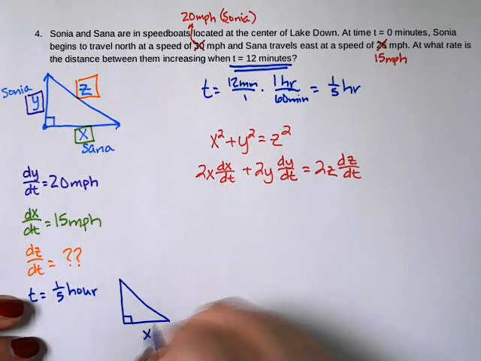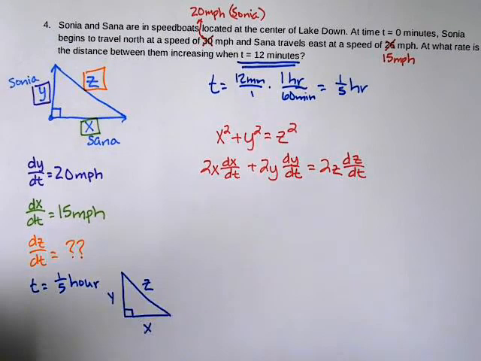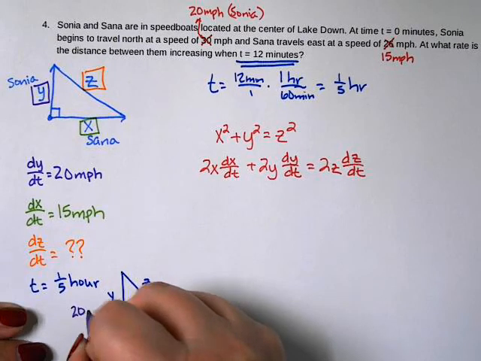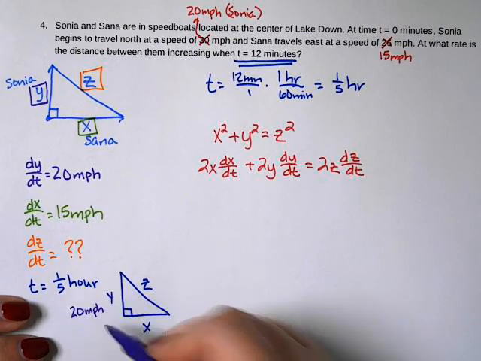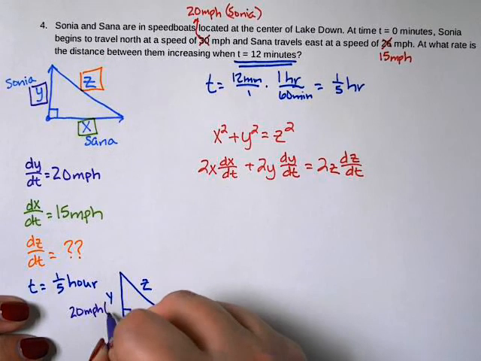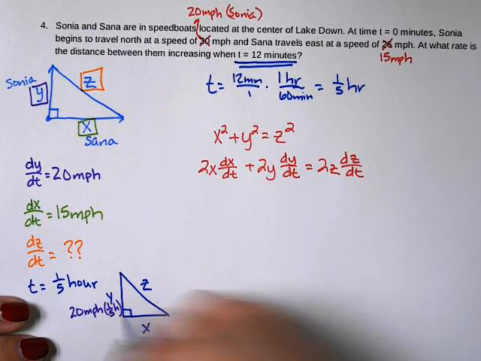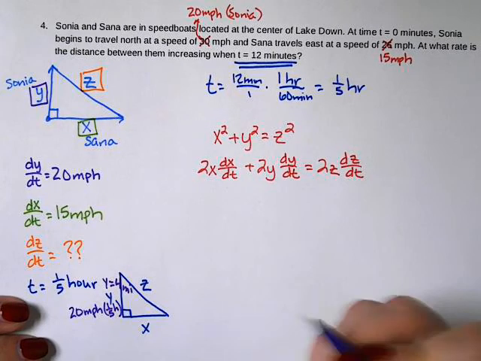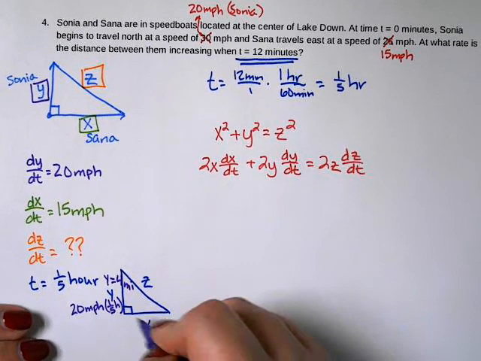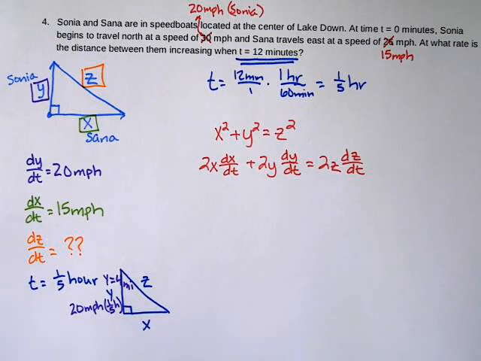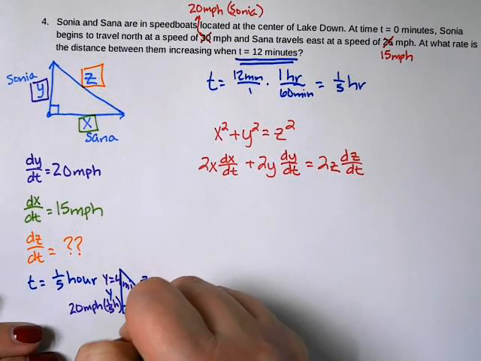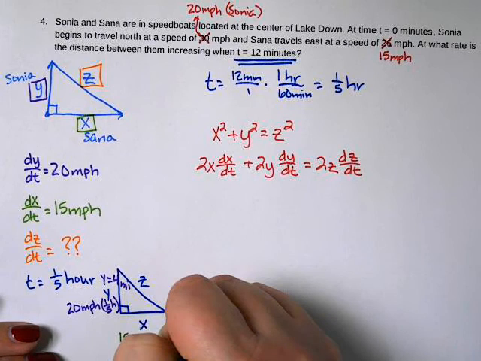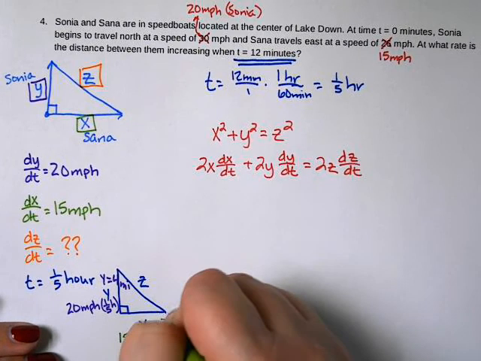So if this is my x, my y, and my z, I know that Sonia is traveling north at 20 miles per hour. And she's traveling for 1/5 of an hour. So if I multiply that, I know then that y is going to equal 4 miles. I didn't leave myself enough space there, sorry. In terms of x then, for Sana is traveling 15 miles per hour for 1/5 of an hour, which means x is going to equal 3 miles.